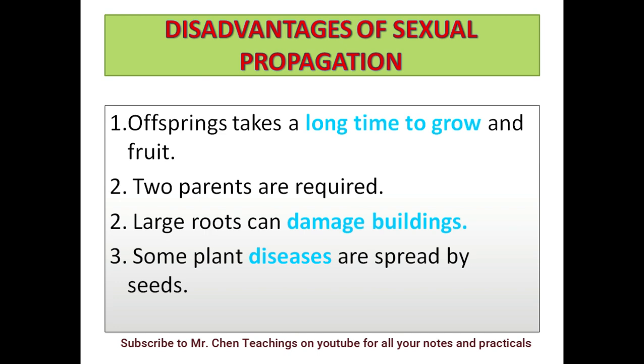Number 2, two parents are required. Alright, so the disadvantage with this method, two parents are required. Number 2, large roots can damage buildings. Alright, so this should be number 3 instead. Large roots can damage buildings. What we have here as number 3, some plant diseases are spread by seeds. So what that is saying is that some plant diseases live in the seeds of the plant. And when you plant those seeds and the plants start to grow, the disease will spread to the plants.